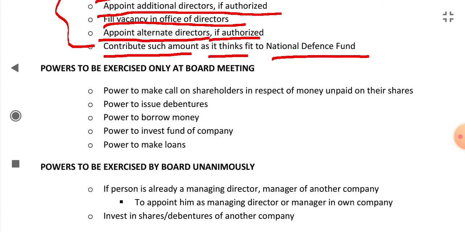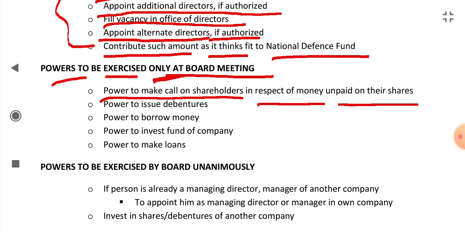What are the powers which are to be exercised only at the board meeting, okay. These powers can be exercised only at the board meeting. What are these? Power to make call on shareholders in respect of money unpaid on their shares. If shares are issued, some amount has been paid but some amount has remained unpaid, the payment is pending. In that case, the power to call these shareholders to make the payment of the unpaid amount can be exercised only at the board meeting. That call can be made only at the board meeting.